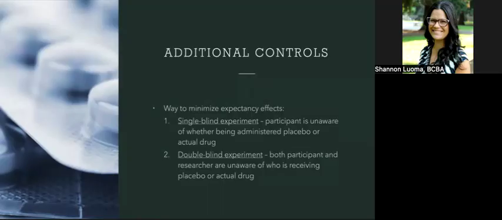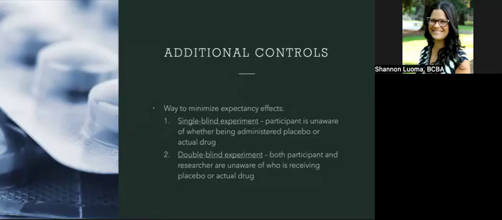It does not address experimenter expectations, because we, as the researcher in a single blind experiment, still know who's in the control group and who's in the treatment group. So it at least addresses the participant expectations. However, if we want to control for both participant expectations and researcher expectations, we need to do something called a double-blind experiment. This is where both participant and researcher are wholly unaware of who's receiving the placebo or actual drug.